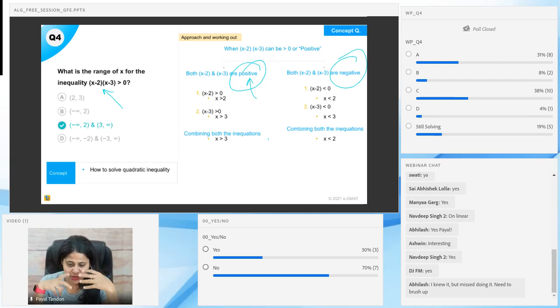Now what you do is, if both numbers are positive, this means that you either have x is greater than 2, or you have x is greater than 3, which means that if you combine both the inequalities, you get x is greater than 3.